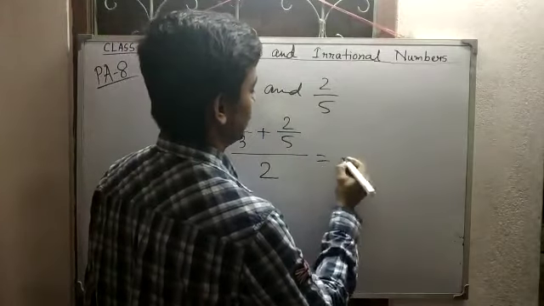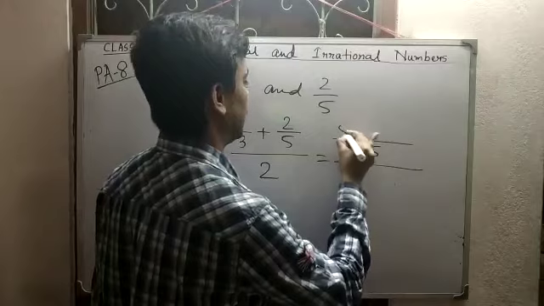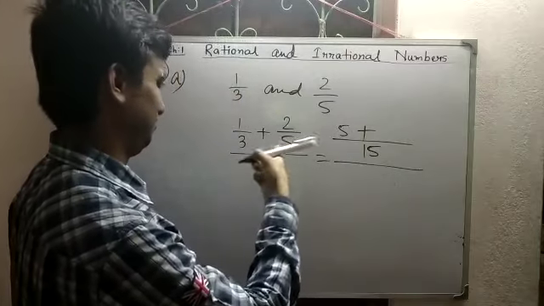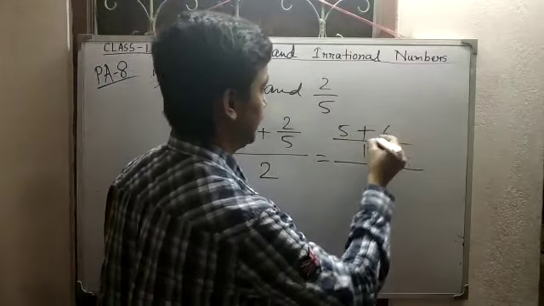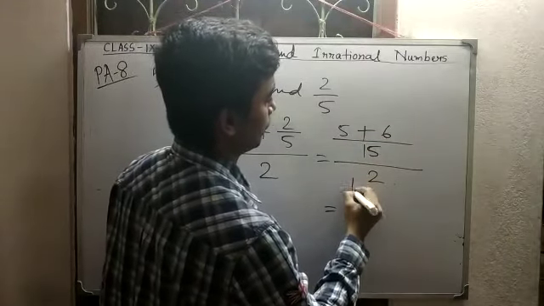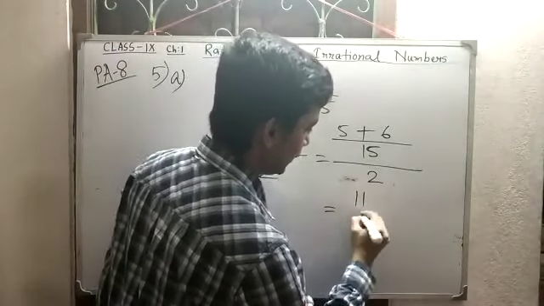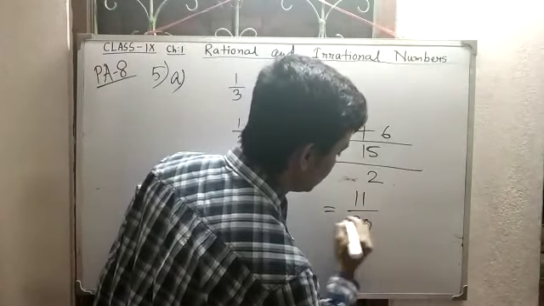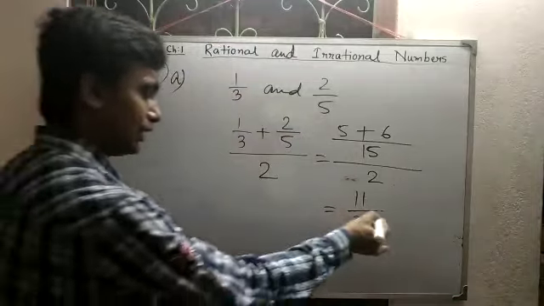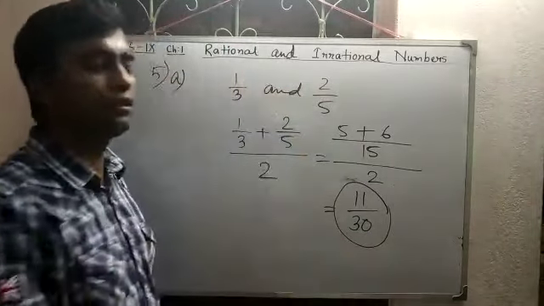So calculate the numerator separately. It will be 15. So 5 plus 6, divided by 2. So it will be 11 by 15 divided by 2. So 11 by 30. So this rational number will be in between 1 by 3 and 2 by 5.